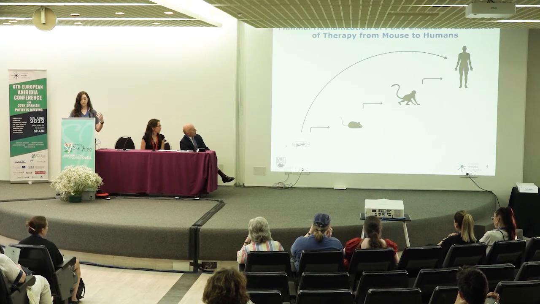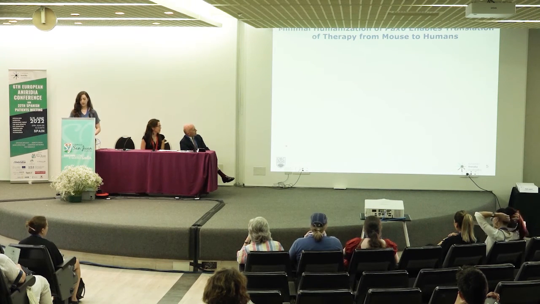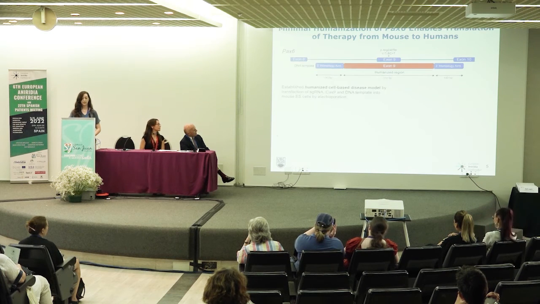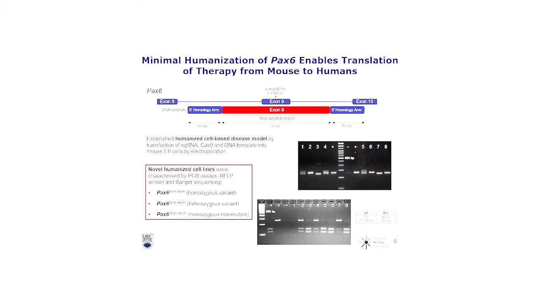And so from the initial proof of principle stage, we have to ensure that we are able to translate the therapy to human DNA. And so the strategy that the Simpson lab has taken is to minimally humanize our region of PAX6. And we do so by utilizing the CRISPR HDR system and delivering these reagents to mouse embryonic stem cells to confer the exchange of the mouse-specific sequence with the human-specific DNA sequence here. And so we pick individual clones of these cells in order to establish a genetically homogeneous cell line. Through this work, we're able to characterize these clones by PCR assays as well as RFLP screens to derive 3 novel cell lines.